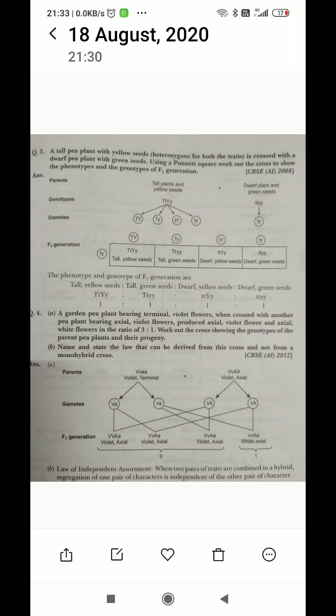Now it's crossed with a dwarf pea plant. So the dwarf pea plant will be small t with green seeds, small y. Always remember which are the dominant characters and which are the recessive characters. In the seeds, yellow is dominant and green is recessive. Now you'll see the recessive parent will have all the gametes of the same type. It will be small t, small y. But in the heterozygous condition, 4 types of gametes can be formed: capital T, capital Y; capital T, small y; small t, capital Y; and small t, small y.